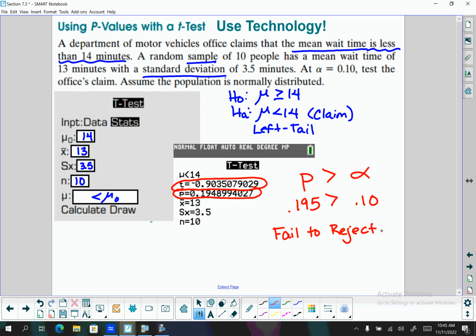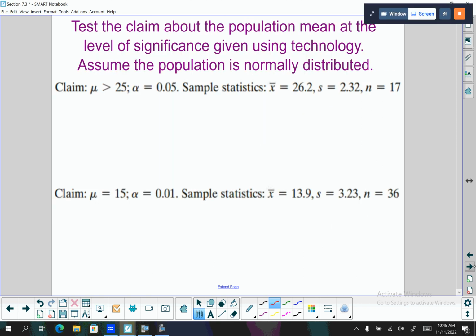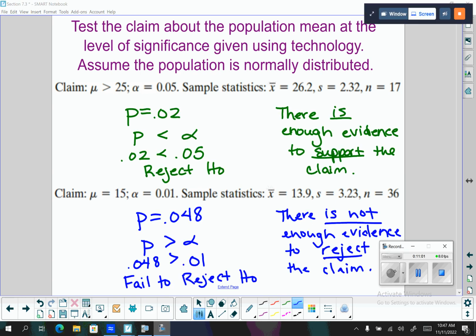All right, the next two are yours to try, and we're going to put answers up on the board. It tells us at the top, we're assuming the population is normally distributed, so our conditions to be able to do this are met. I'll give you a few minutes.